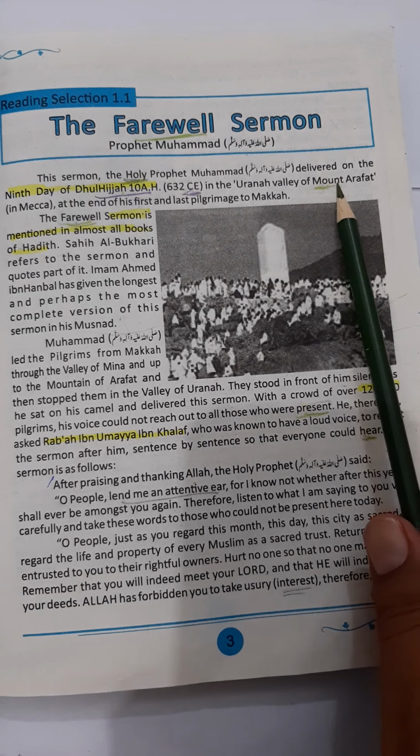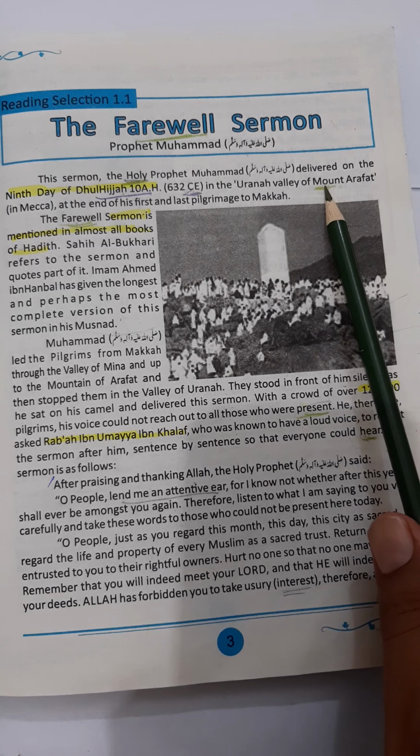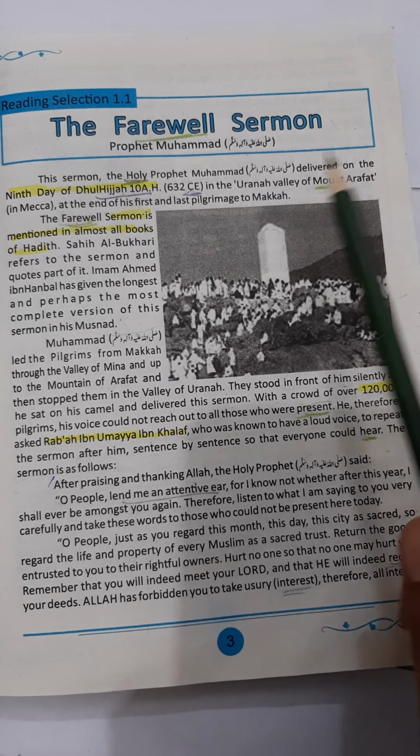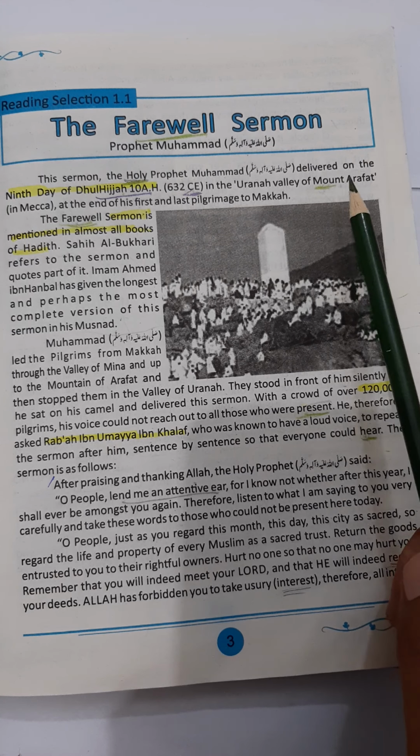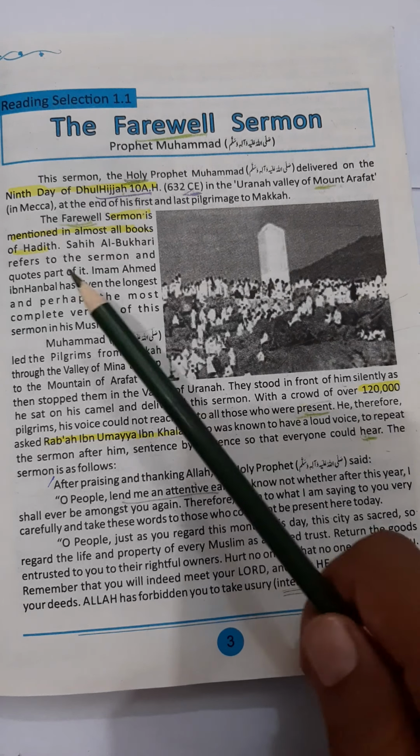What is the difference between mount and mountain? There is no difference. Mount is just a shortening, an abridged form of mountain, like exam for examination.